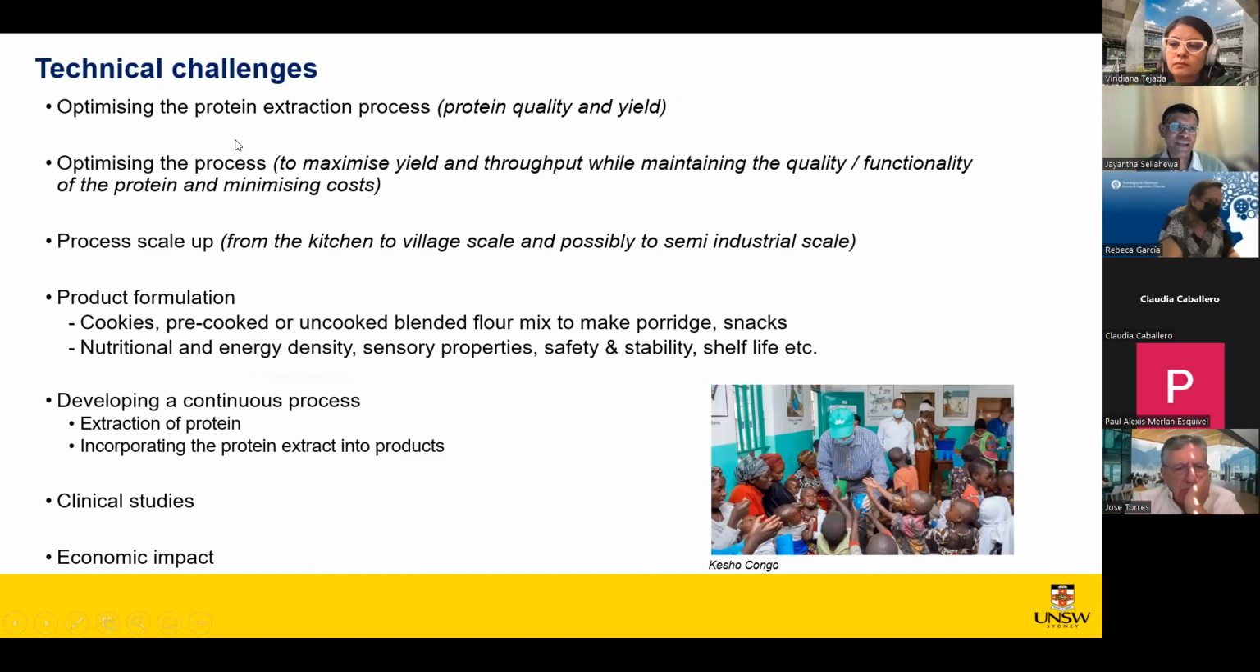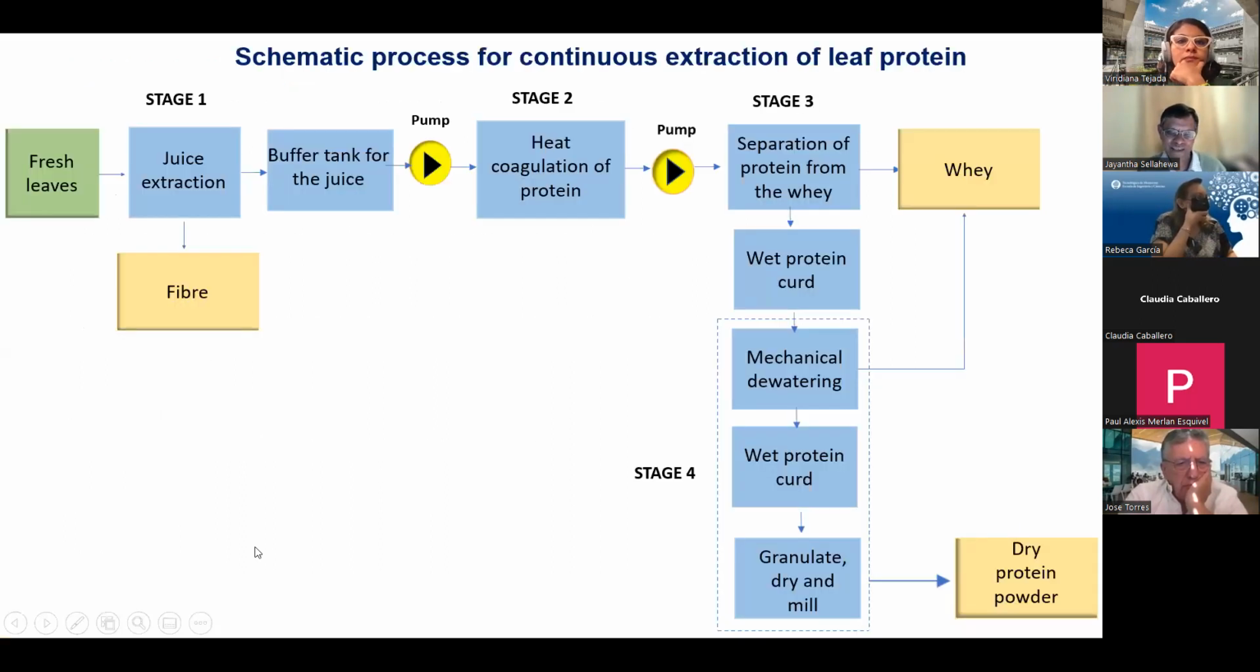These are the technical challenges: optimizing the protein extraction process to maximize the yield, scaling up from the kitchen to village scale and possibly semi-industrial, formulating the product to get the right nutritional properties and sensory properties, all the way to doing clinical studies and studying the economic impact. This is a flow diagram. Essentially, you extract the juice, then it's a heat coagulation process for the protein. The wet protein is pressed for dewatering, granulated and dried, and incorporated into a consumable product.